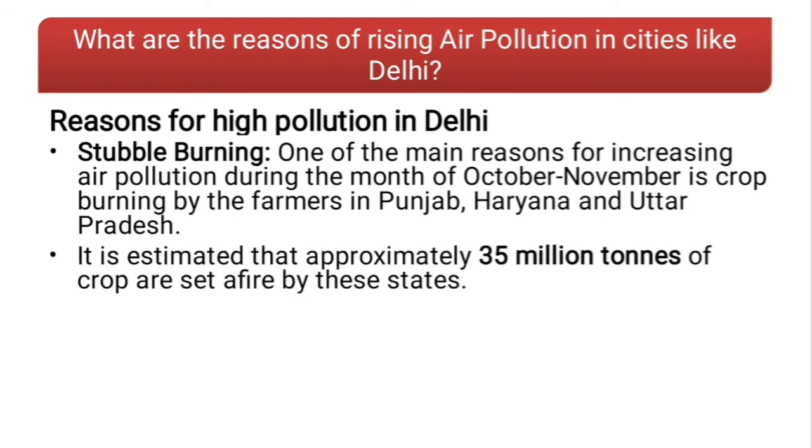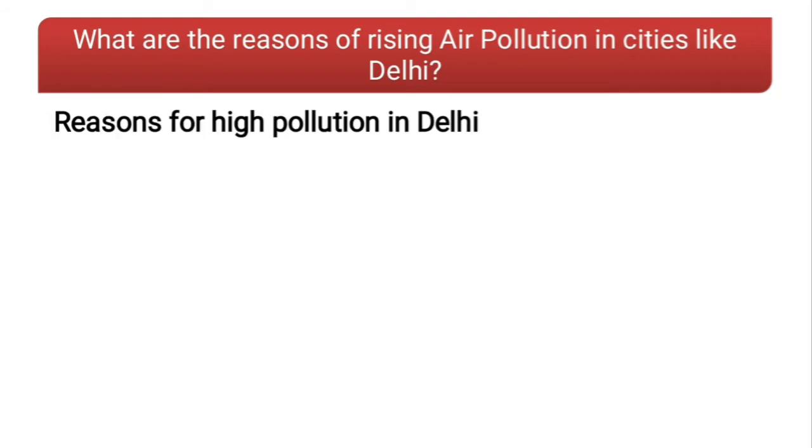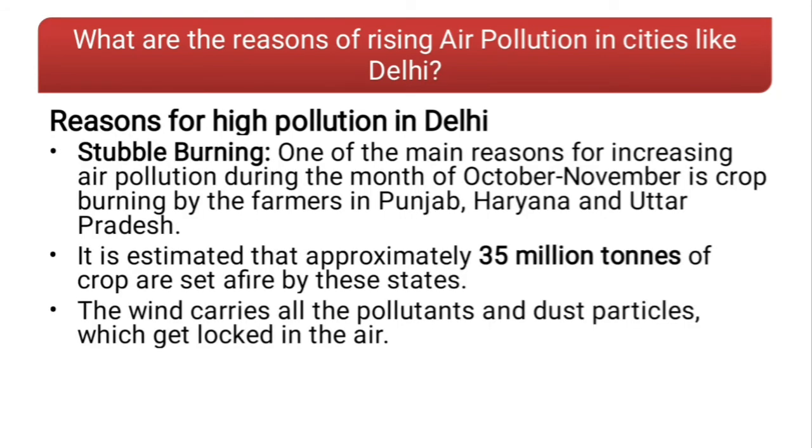It is estimated that approximately 35 million tons of crop are set afire by the states. The wind carries all the pollutants and dust particles which get locked in the air. These are the reasons for the air pollution in Delhi.